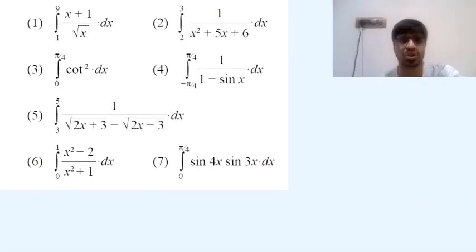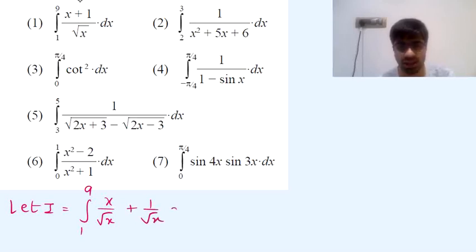Let's begin with our first question. So we need to integrate this expression and we can start with let I be equal to the given integral, that is integration from 1 to 9, and this integral. You can separate the two terms. So the first term becomes x upon root x plus the second term will be 1 upon root x dx. X upon root x is root x and 1 upon root x you can consider as x power minus half, and root x can be considered as x power half.